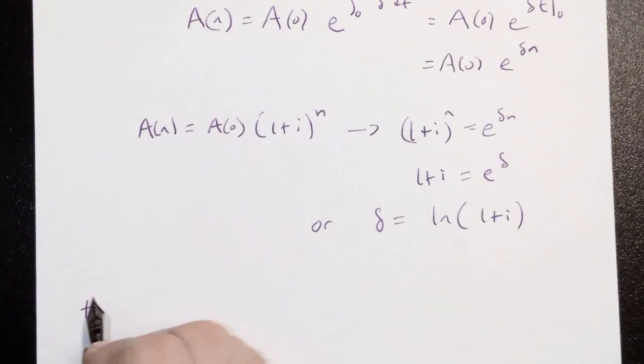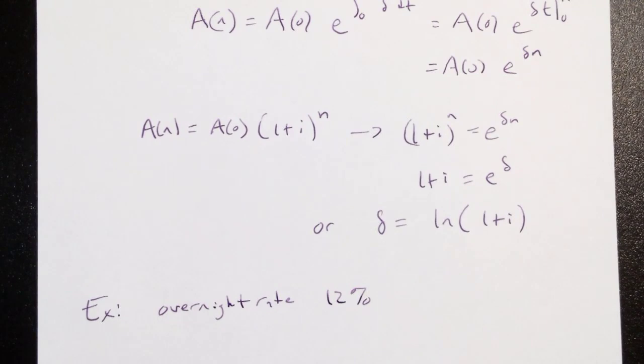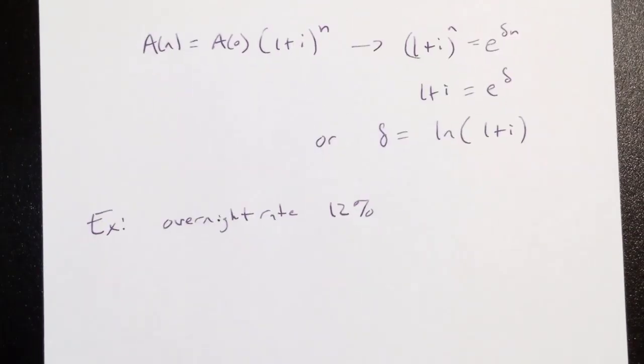So there's an example again in the text. I'm just going to write it up here real quick. My overnight rate is 12%. By the way, this is a very high overnight rate. But given banking right at the moment, this could be a reasonable overnight rate. What's my interest charged overnight? I'm a big bank. I'm borrowing 10 million bucks.